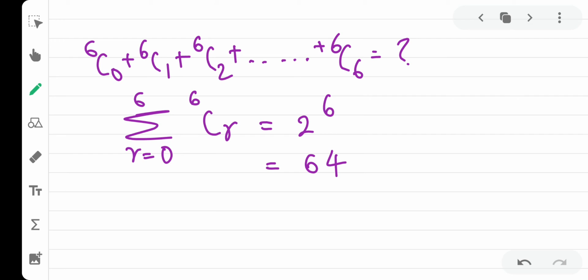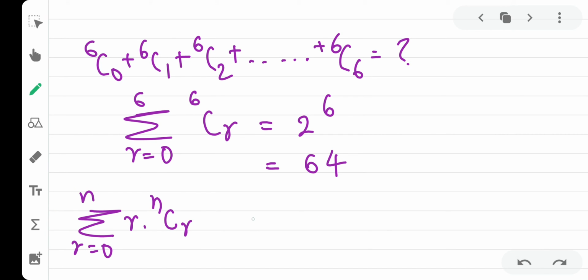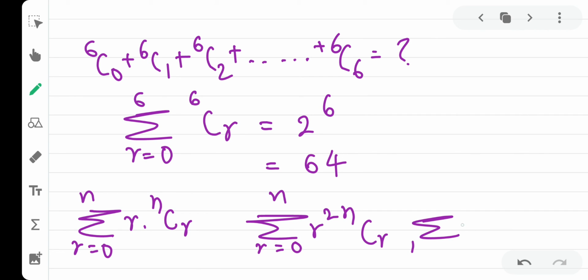Now in the upcoming video we'll be seeing the formula for summation of r into nCr, r equal to 0 up to n. The link for this particular video will be provided in the description box. Also I am going to do summation of r square nCr, the value of r will be 0 to n, and in the end the very well awaited formula, summation of r cube nCr, r equal to 0 up to n.